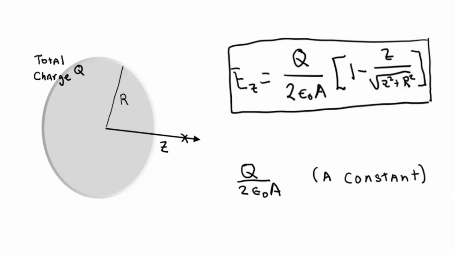This object has two special cases. If the observation location is very far away, we can model the plate as a point charge, and if the observation location is very near, the electric field is a constant, as seen here.